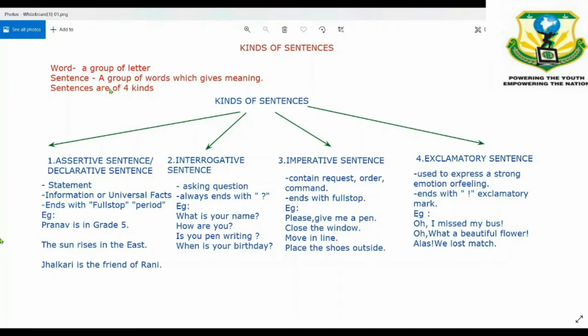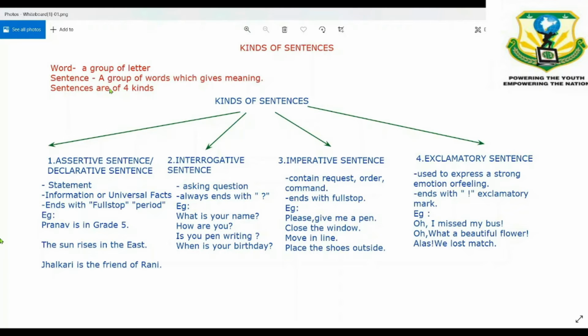So it is an assertive sentence, and this is a positive, affirmative sentence. We say it is affirmative. I do not like ice cream. It is a negative sentence. It is also an assertive sentence, and it is a negative sentence because it contains no, I do not. Right? This is all about assertive or declarative sentences.